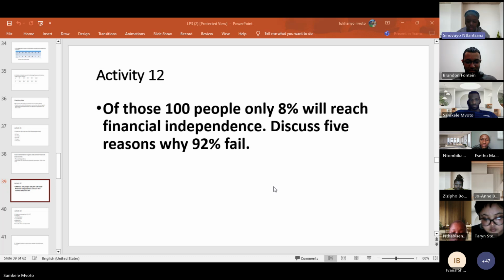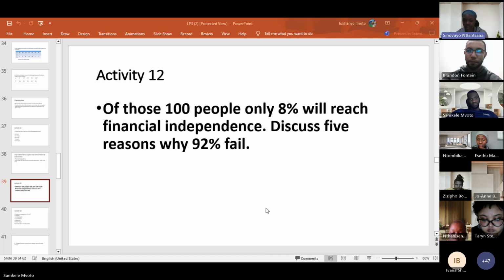I also got lack of long-term planning. Financial independence requires long-term planning and goal setting. Many individuals focus on short-term gratification rather than thinking about their future financial stability. Without a clear plan and goal, it's easy to get off track and fall short of achieving financial independence. All right. Thank you, Samkele.